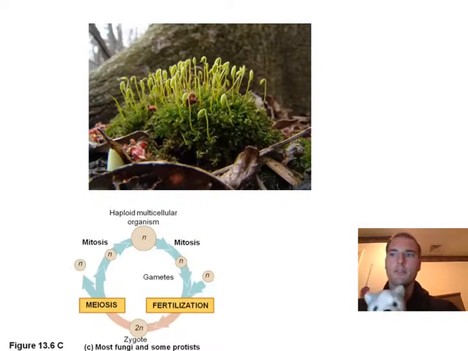Okay, last life cycle here. Actually, the previous life cycle was in the normal plant that you would think about, and those multicellular haploid cells, that's happening somewhere inside of the flower. You wouldn't even know that you would see those haploid cells.